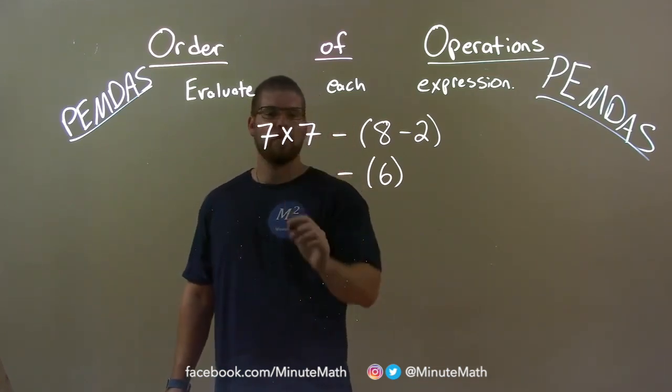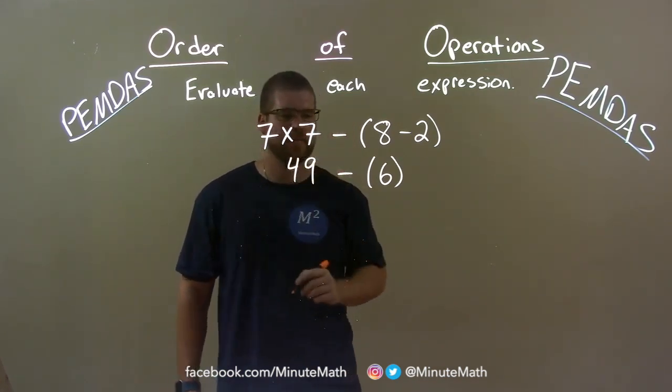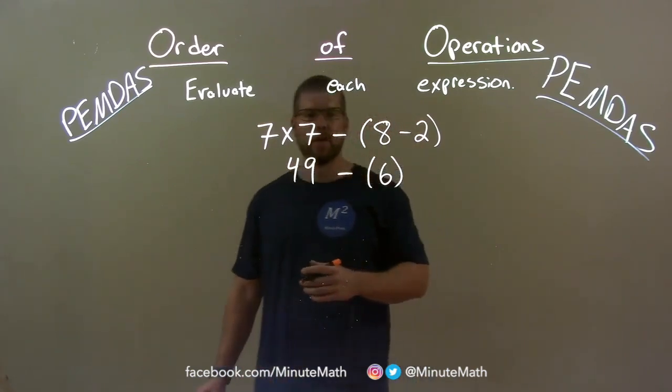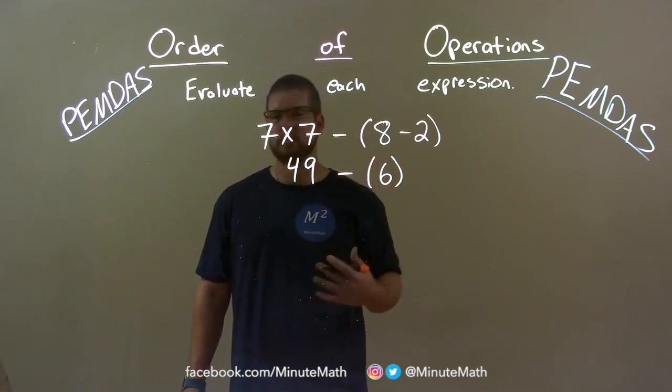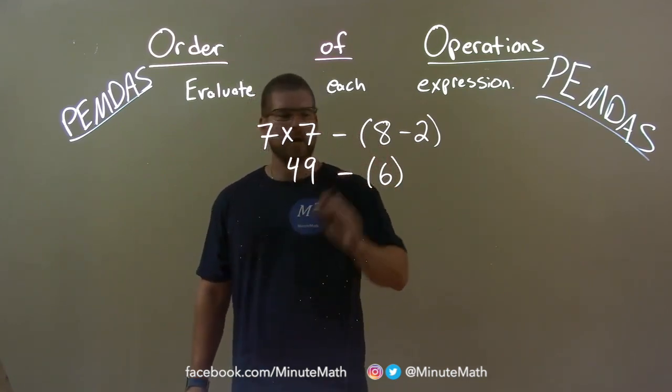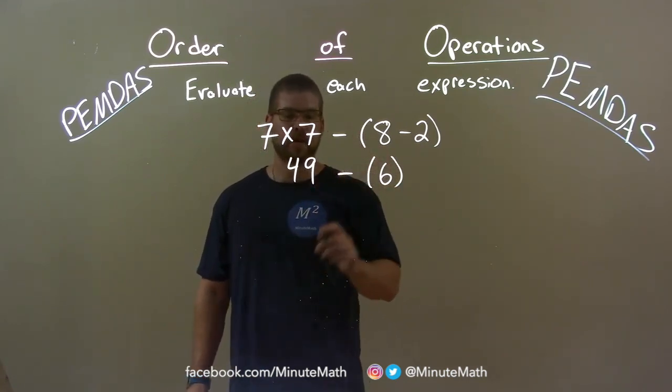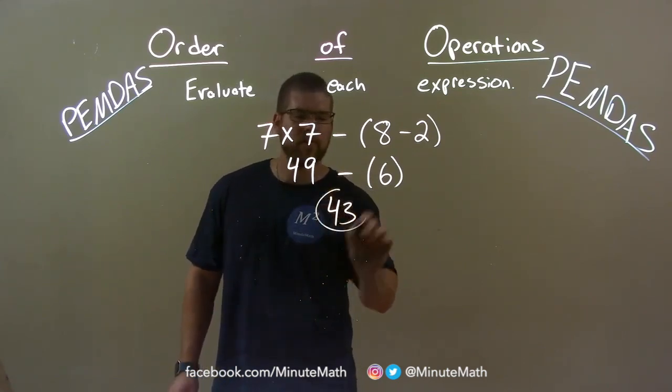Okay? 7 times 7 is 49. That just kind of saves some space there. And I would take your time with that and only really do that if you're comfortable. If not, take another step. Now we have 49 minus 6. 49 minus 6 is 43. And so our final answer is just 43.